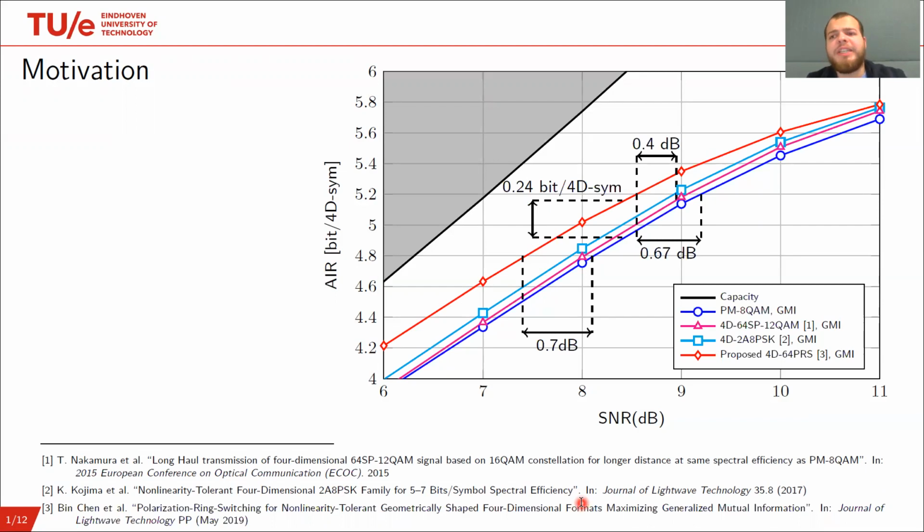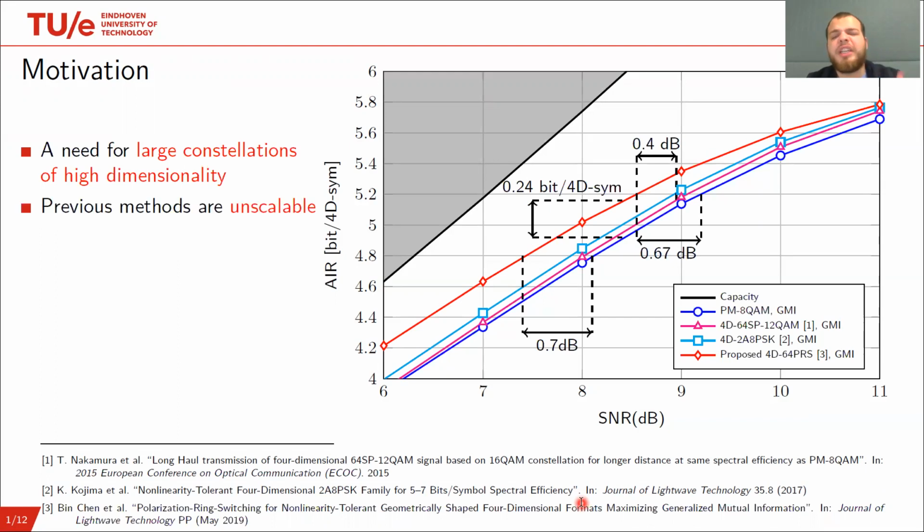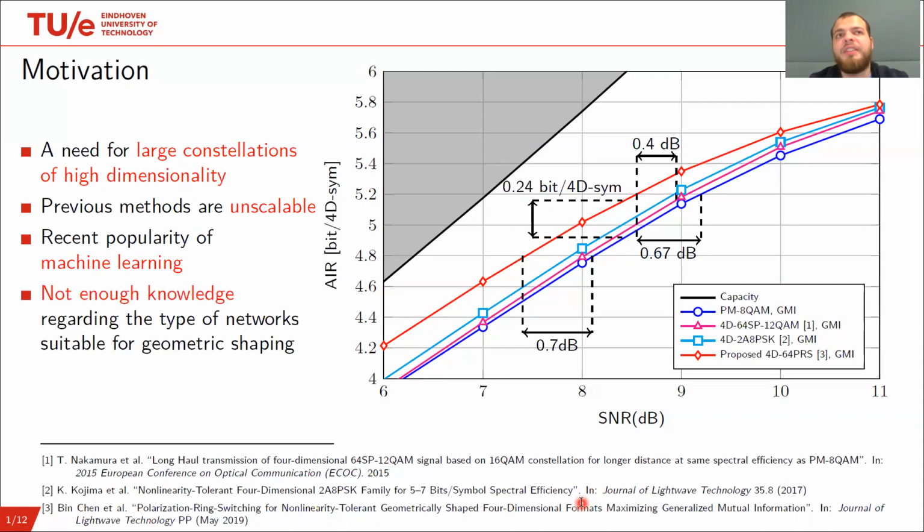But if we want to close this gap even more, what we need are constellations of higher dimensionality, and therefore also higher cardinality, as the cardinality increases exponentially with the dimensionality. The problem is, such large and complex constellations are difficult to optimize, and our current methods are unscalable. However, recently machine learning has been gaining popularity for use in geometric shaping. But because this is still quite a recent advancement, we still don't know what types of networks are suitable for geometric shaping.